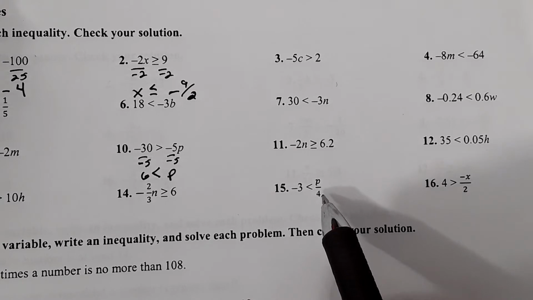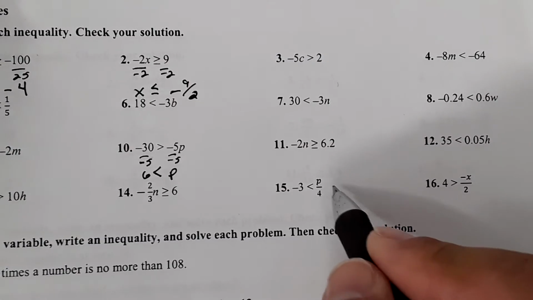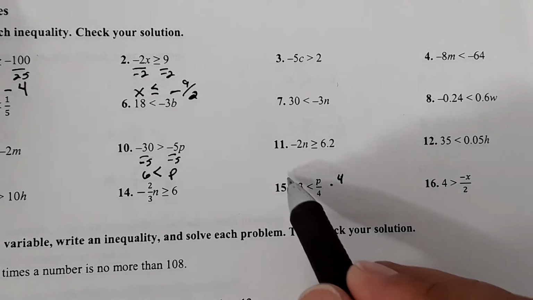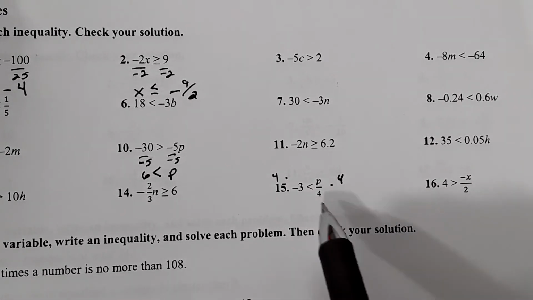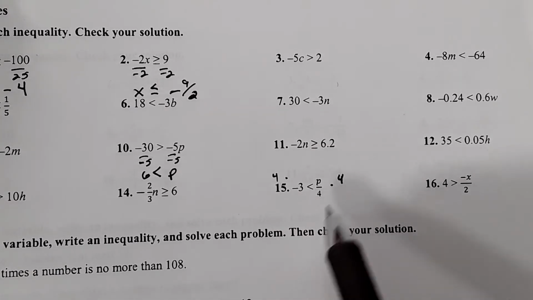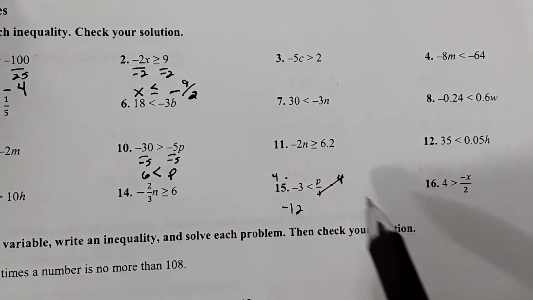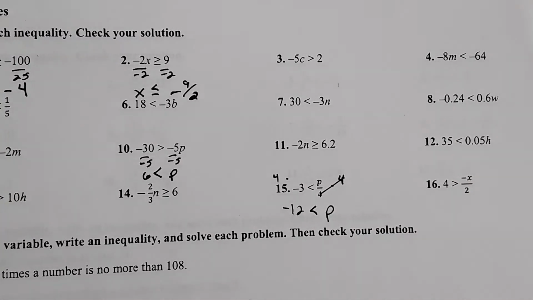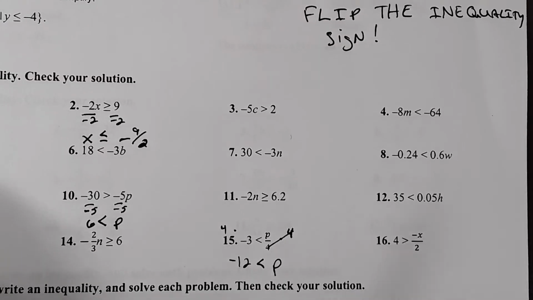15. 15 is a division problem. It's dividing by 4. The opposite of division is multiplication. So just like we did when we saw equations, I'm multiplying both sides by positive 4, which means I'm not going to change this sign. So 4 times negative 3 is negative 12. These cancel. Remember, that's the reason I do that. And there's my solution. Okay.